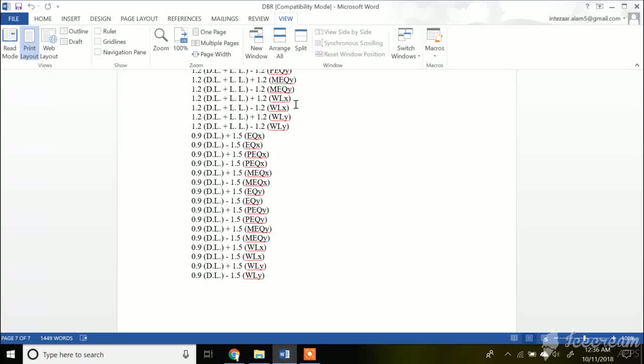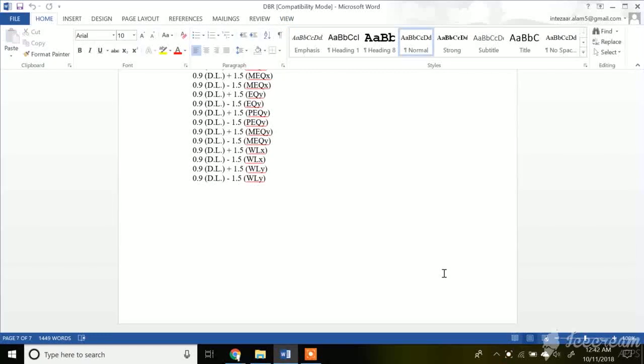Then we'll be going for loading. Loading will take much time, so loading actually requires time. I'll be covering loading and load combination in a single video. Then comes the foundation, then loading, analysis and design.